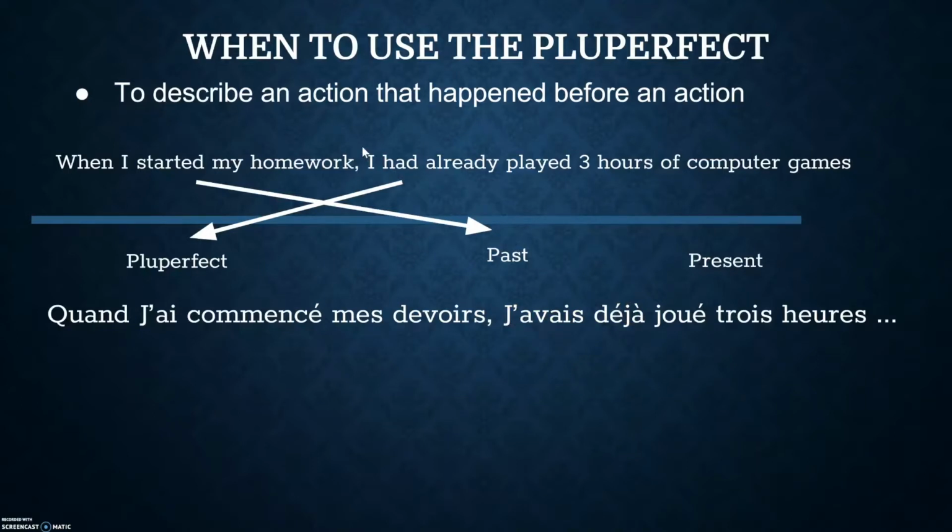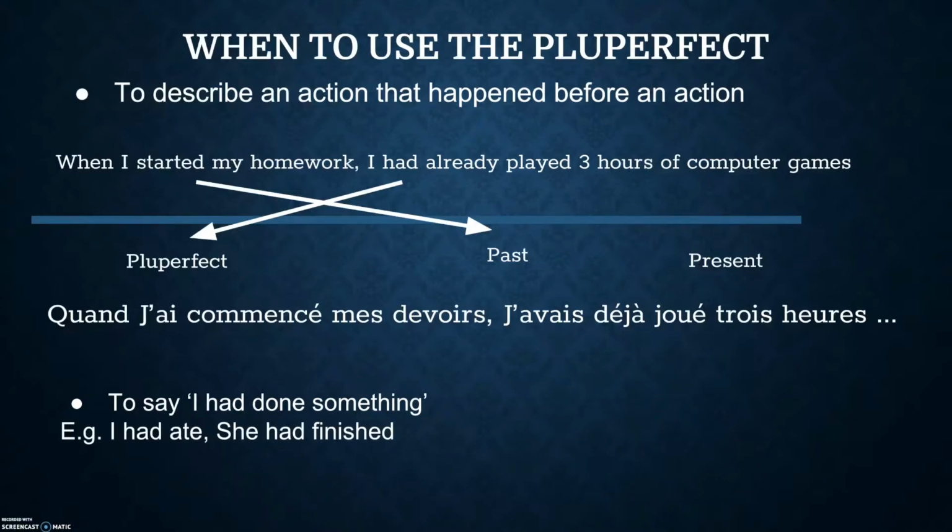The second way of explaining it, which is essentially saying the same thing but in different words, is that the English equivalent is to say I had done something. So she had eaten. I had eaten. She had finished. They had played tennis. We had watched television. You get the idea.